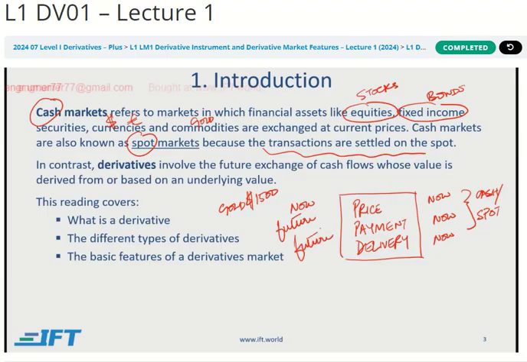So we're just getting into a deal, like a contract between us and the jeweler, that they are going to give us gold after 1 month and we're going to make the payment after 1 month, but the price is being locked right now. So the exchange of cash flow will be in the future, and this is the world of derivatives.